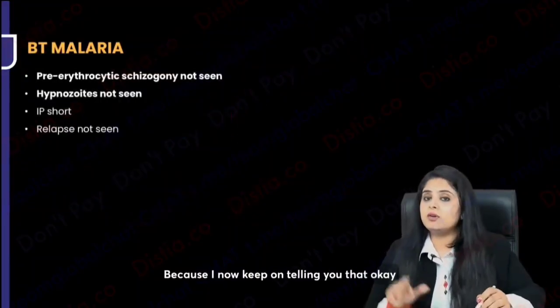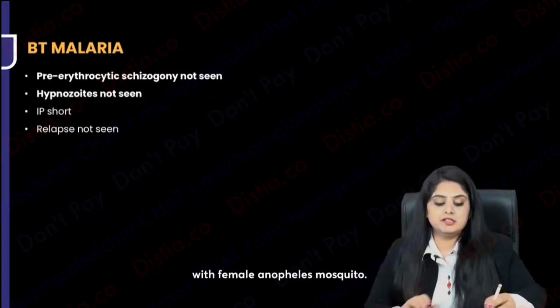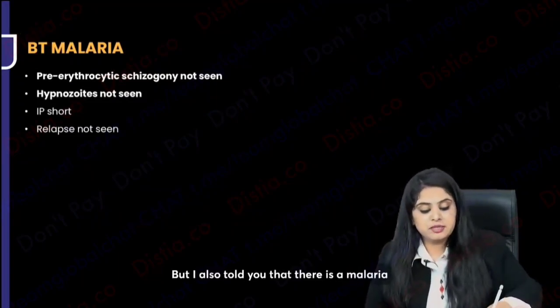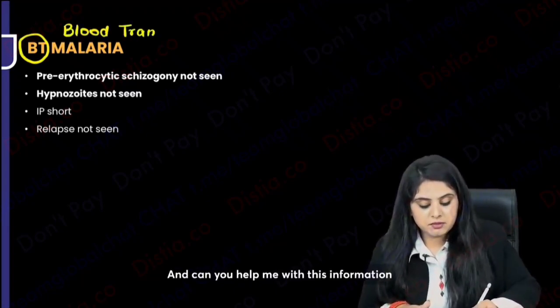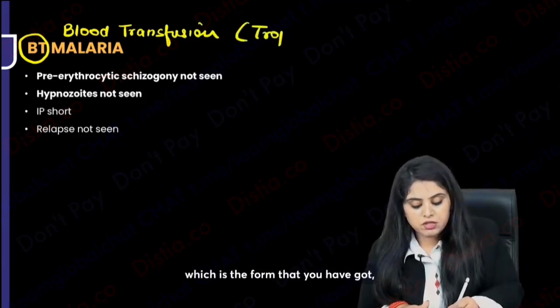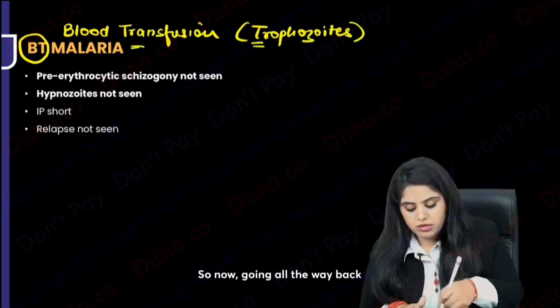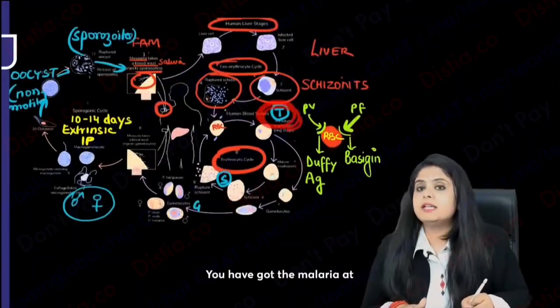Because I keep telling you that this is the malaria that has happened to you with the female Anopheles mosquito. But I also told you that there is a malaria that can happen via blood transfusion. And can you help me with this information? If you're talking about blood transfusion, which is the form that you've got? You've got the trophozoite form, T for T. So now going all the way back, you will realize that this is the stage you've got the malaria at.